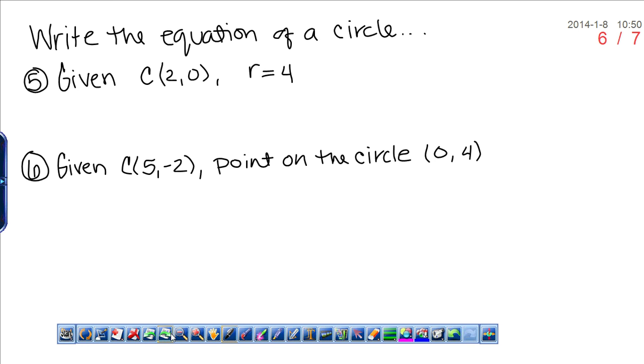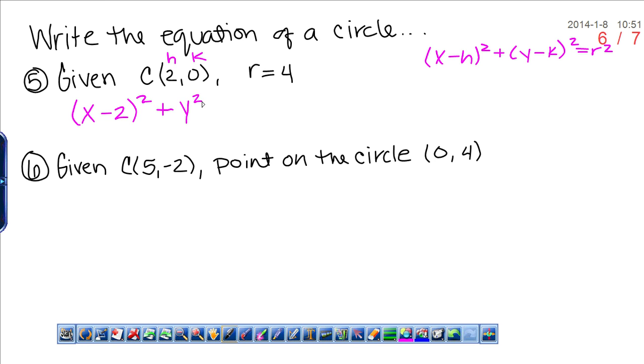All right, so the first one's pretty straightforward. We're given a center at 2, 0, and we're given a radius of 4. So how could I label my center? What do those numbers represent? They represent h and k, right? So when I plug in to my equation, I got to think about what I'm doing. So I'm going to have x minus 2 squared. Everyone okay with that?